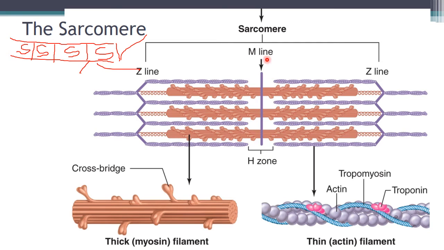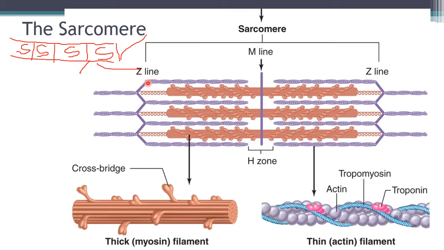In the center of the sarcomere, we have an anchoring protein filament called the M-line, and at the ends of the sarcomere, we have this zigzagging anchoring protein called the Z-line. We have a Z-line on the other side of the sarcomere here as well. So technically, these Z-lines are going to be the boundaries of an individual sarcomere. One sarcomere is everything between these two Z-lines.